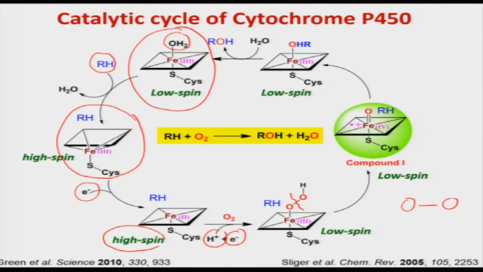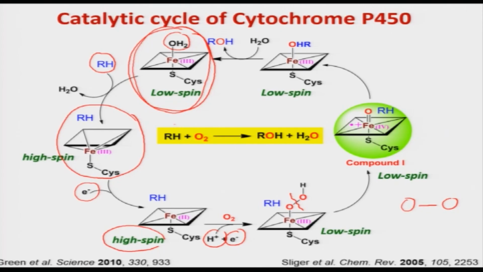And in the next steps, once it forms ROH, then a water molecule replaces that ROH, and this comes back to the original molecule, that iron 3 with an axial ligand of water, and this is a low spin complex which is in the resting state, and the catalytic cycle starts once again. During this transformation, what is exactly happening?